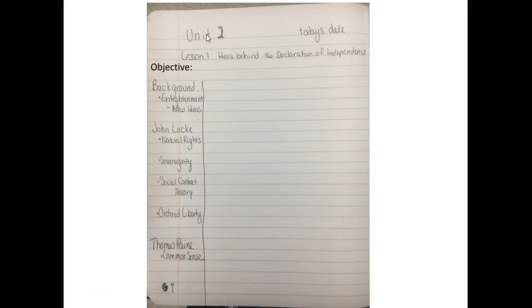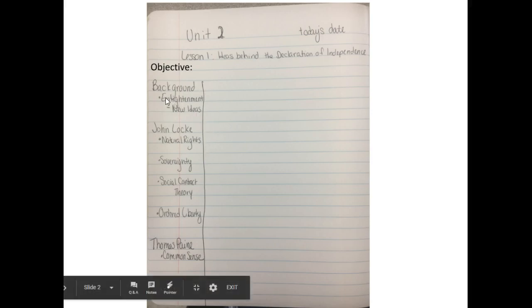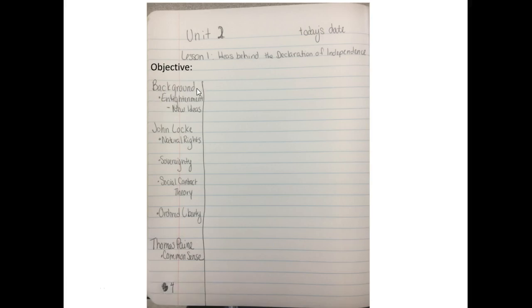Up at the top, I want you to have Unit 2, put today's date, and then make sure you write Lesson 1, Ideas Behind the Declaration of Independence. Go ahead and copy down the objective onto your notebook paper as well. Then you're going to draw a line all the way down your paper. It's going to be about 2 inches from the side of the paper, or about 2 fingers width from the red line that margins your paper.